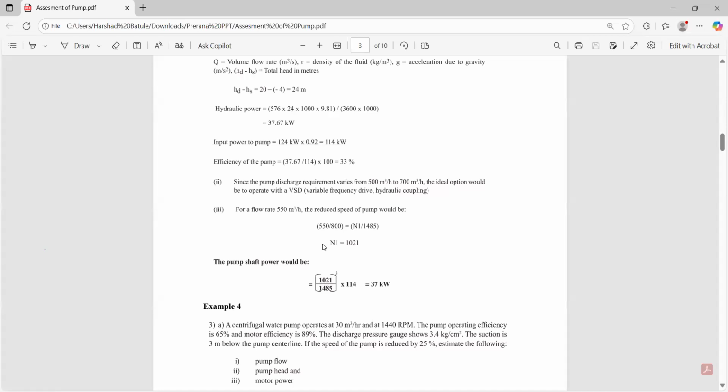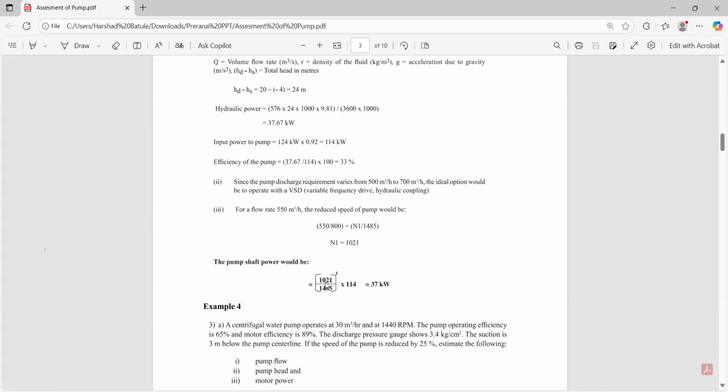Means you have reduced the speed of the pump. You are not affecting any other mechanism like throttling of the pump or bypassing the flow rate. So after installation of the VFD, you can run on fixed speed. After that, you have achieved 1021 RPM as your fixed speed.